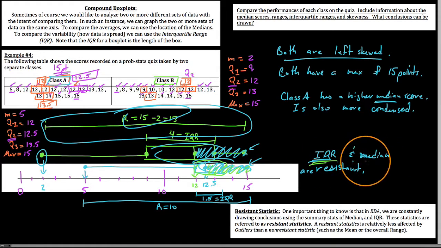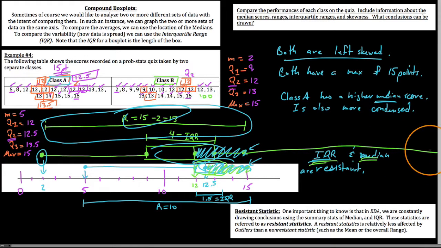We call it resistant because even if you were to throw in a really big value, like in Class B, let's say that the quiz was 15 points and somebody was so awesome that they got 100 on it. I mean, that's way out here. This whisker would go off my screen. You would see that it really wouldn't change the IQR very much. So resistant statistics are statistics such as the median and the IQR, simply because they are less affected by outliers than are non-resistant statistics such as the mean or the overall range.